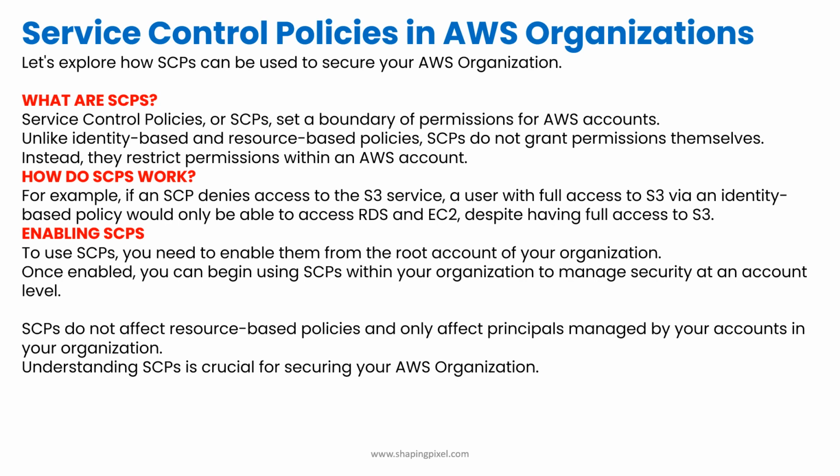For example, if an SCP denies access to the S3 service, a user with full access to S3 via an identity-based policy would only be able to access RDS and EC2, despite having full access to S3. To use SCPs, you need to enable them from the root account of your organization. Once enabled, you can begin using SCPs within your organization to manage security at an account level. SCPs do not affect resource-based policies and only affect principals managed by accounts in your organization. Understanding SCPs is crucial for securing your AWS organization.